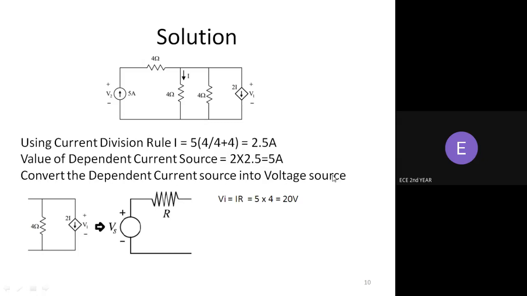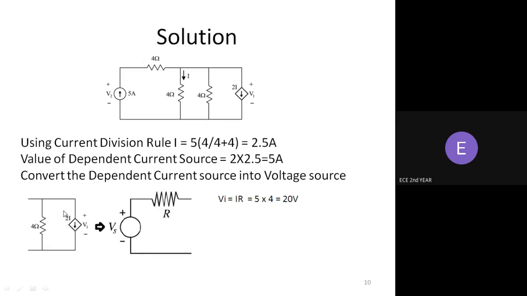Substitute the 2.5 value here. 2 into 2.5 is 5 ampere or 5. So convert the dependent current source into the voltage source, because we have to calculate the value of V1.